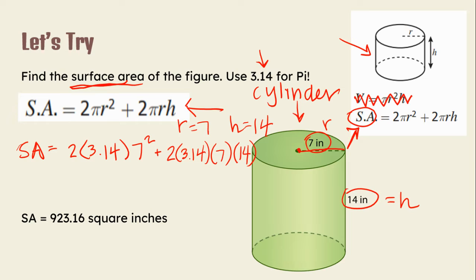So we get a surface area of 923.16 square inches, or inches squared. That's our final answer for the surface area of that cylinder.